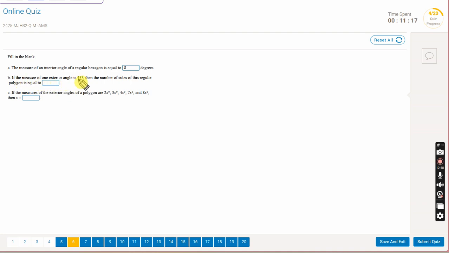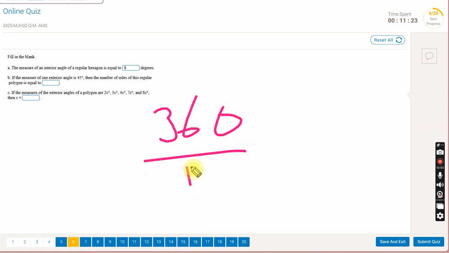So if the measure of one exterior angle is 45, what is the number of sides of this regular polygon? So now it is going to be 360 divided by n equals 45. So 45 comes here, and the sides go to the other side. That's 8 sides.